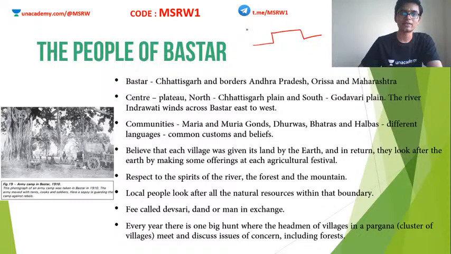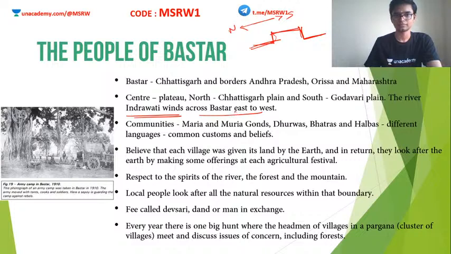Clear? If this is the north and this is the south, then here we have the Chhattisgarh plains, here we have a plateau and here we have the Godavari plains. Okay, and through this plain, the river Indravati winds across Bastar from east to west. Indravati, one of the tributaries of Godavari, is very important. This is the river that flows through the Bastar region.